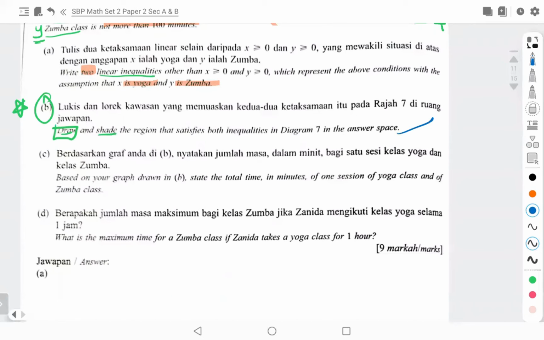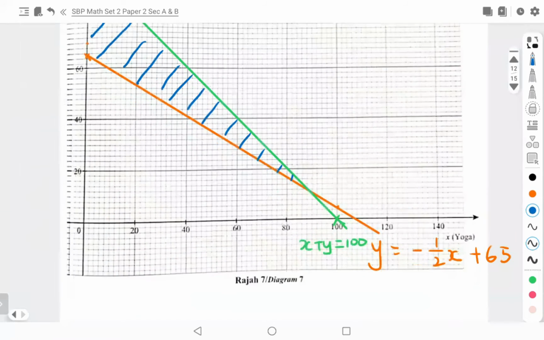Okay. So you have done A and B. And now we move to question C. Based on your graph, state the total time in minutes of one session of yoga class and of Zumba class. Okay, why do they need to write this sentence? Based on your graph drawn. So based on what you have drawn, you just find out the session of yoga class and of Zumba class.